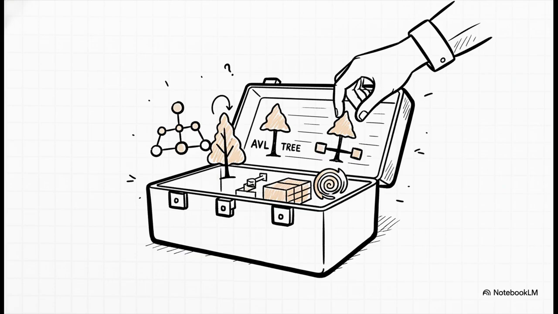So, what's the big takeaway here? It's that there is no single best data structure for everything. Understanding the strengths, the weaknesses, and the hidden flaws of each tool in your toolbox is what allows you to build smart, efficient, and truly reliable software. It's all about picking the right tool for the job you have to do.